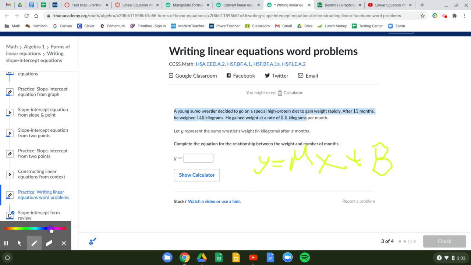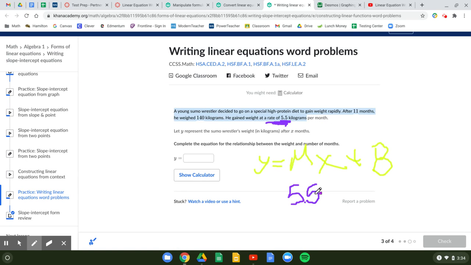Well, looking at this problem already, I actually have the slope given to me. He gained weight at a rate of 5.5 kilograms per month. Be on the lookout for words like each, every, per. Things that are happening over and over again tell you that that's going to be the slope. So I already know that this slope is going to have 5.5. That's how much weight he was gaining every time a month goes by.